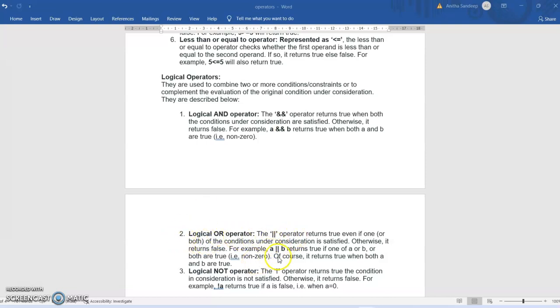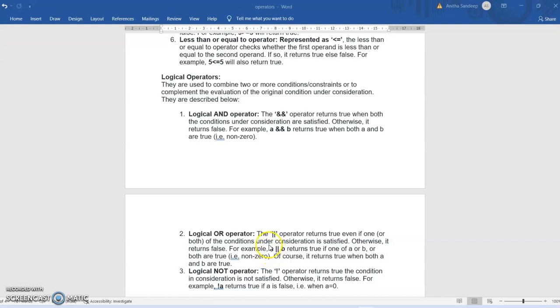So again here, it evaluates the left hand side expression. If the left hand side expression is true, then it returns true. Otherwise, if the left hand side expression is false, then it evaluates the right hand side expression. So based on whether the right hand side expression is true or false, it returns the corresponding answer.